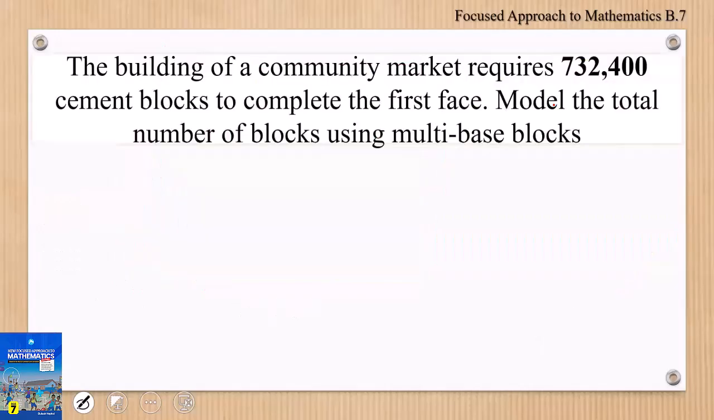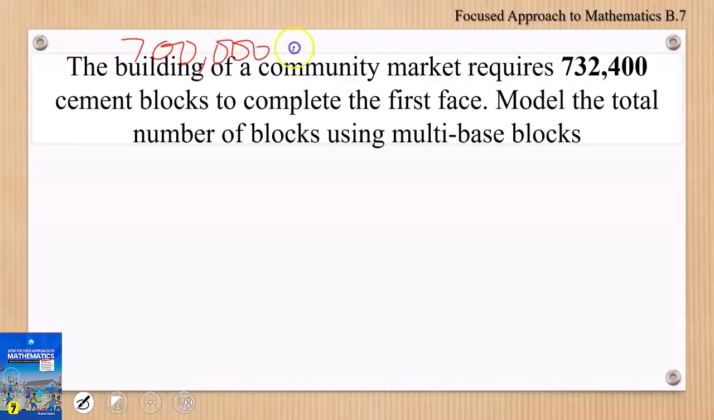Now let's use it to answer this question. The building of a community market requires 732,400 cement blocks to complete the first phase. Model the total number of blocks using multi-base block. And so first of all, we need to understand that if we have 732,000, then that means we have 700,000.